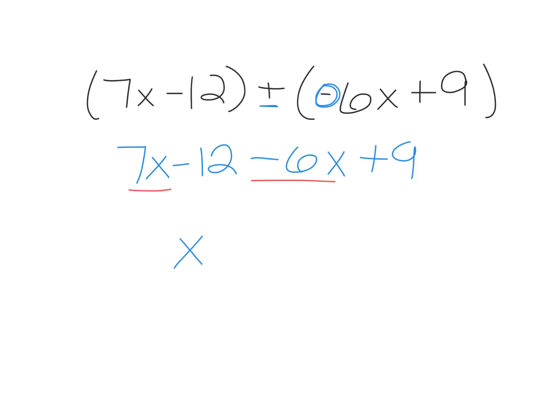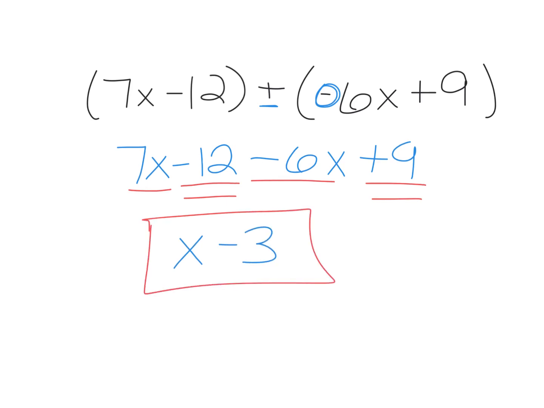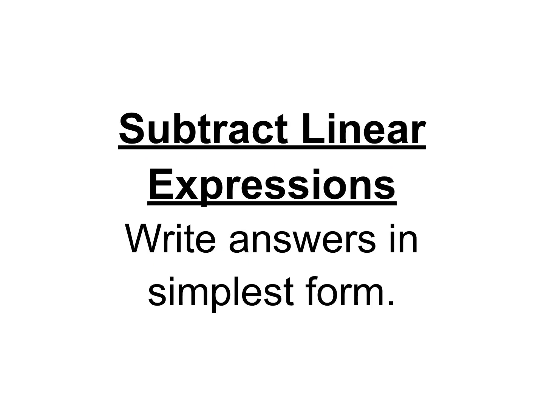And then what are my other like terms? Negative 12 and 9, we get negative 3. Good. So with addition, those parentheses can just go away. You're just combining like terms, adding like terms together. Okay? Next section is subtracting linear expressions.